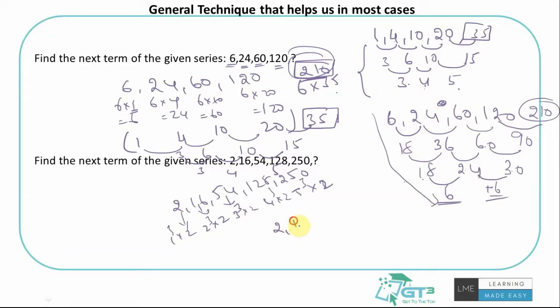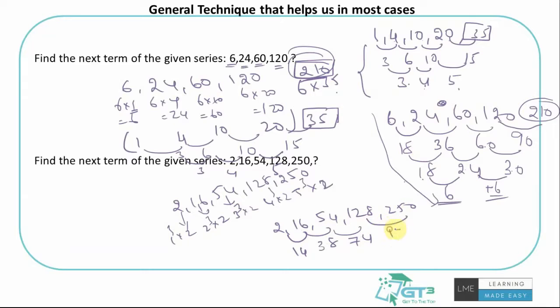Let me show this. 2, 16, 54, 128 and 250. What is the difference between these? 14. This is 38. And this would be 74.